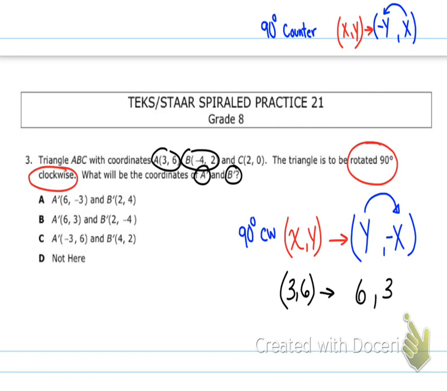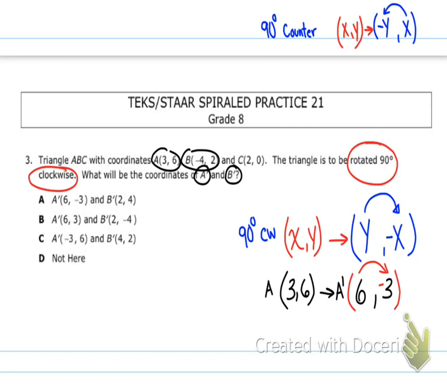Then, since I'm doing 90 clockwise, I'm going to make my 90 clockwise arrow. Then that tells me that 3 becomes opposite. So what's the opposite of 3? Negative 3. So one of my first answers is going to be 6, negative 3. And since I did this to point A, the new point is A prime. So I know that one of my new answers should be 6, negative 3 for A prime.